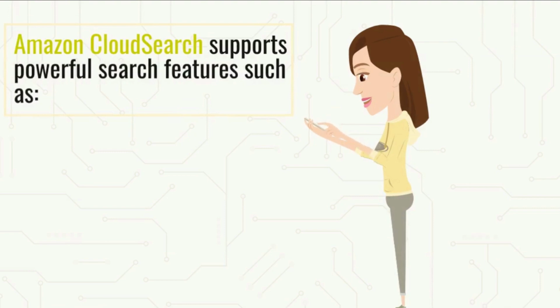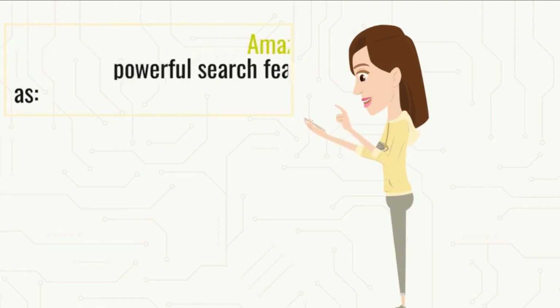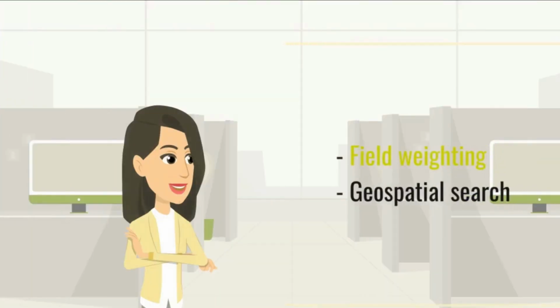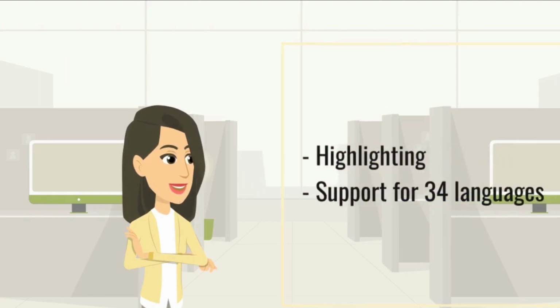Amazon CloudSearch supports powerful search features such as free text, Boolean, and faceted search, autocomplete suggestions, customizable relevance ranking and query time rank expressions, field weighting, geospatial search, highlighting, support for 34 languages.